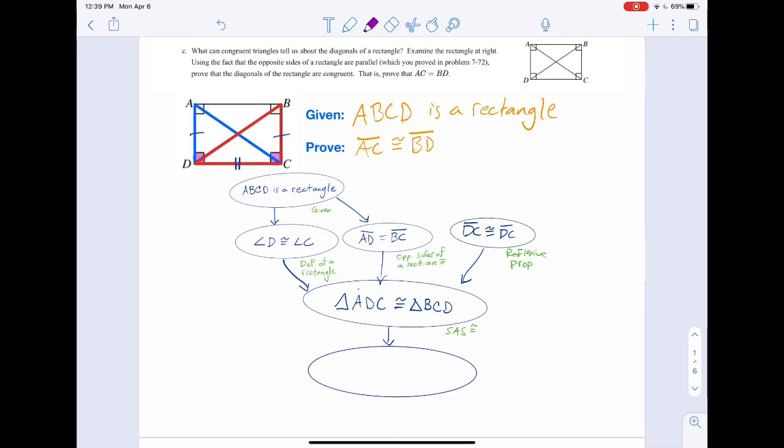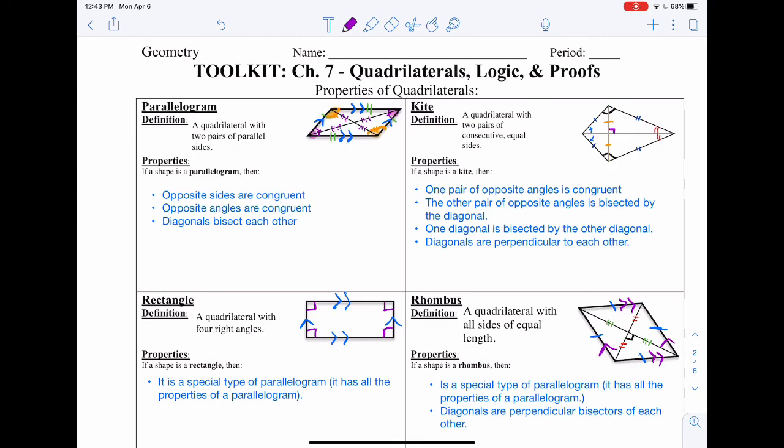AC and BD. We can see that since they are in corresponding places in that statement, that tells us that they are corresponding. And since the triangles are congruent, corresponding parts are congruent. So our reason, we'll write it again like this: congruent triangles, congruent parts. Let's go ahead and add this to our toolkit now.